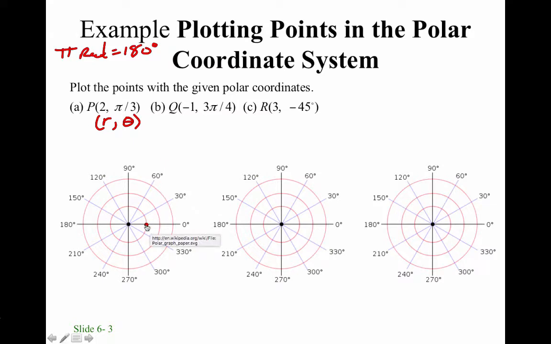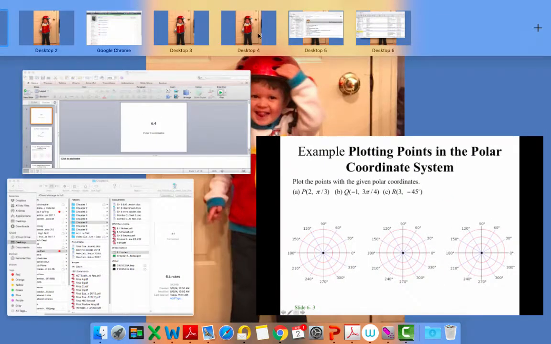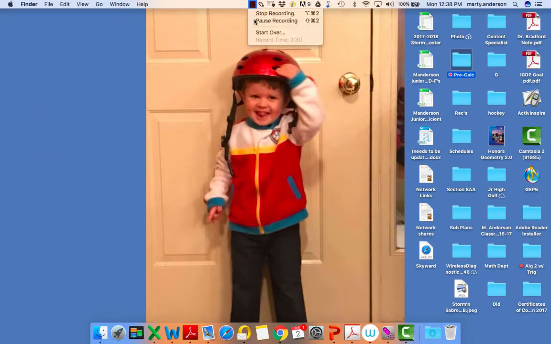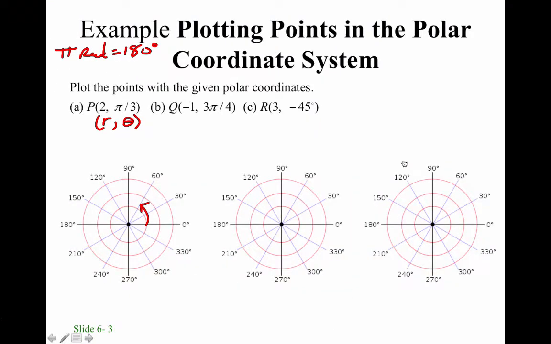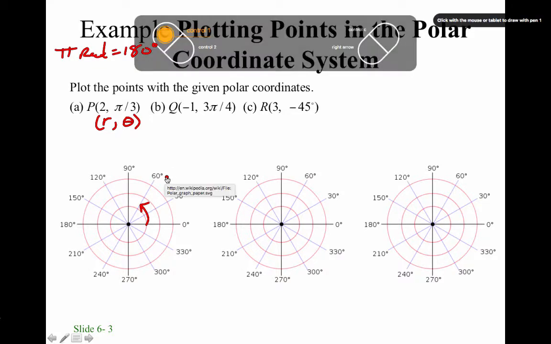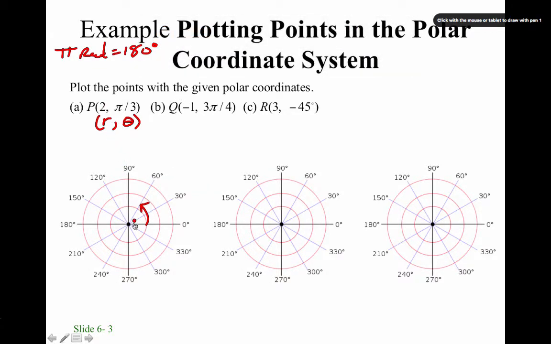So I'm turning to 60, and I have a radius of 2. You turn to 60 with a radius of 2, radius 1, radius 2. Boom, there's my point. That's point P.